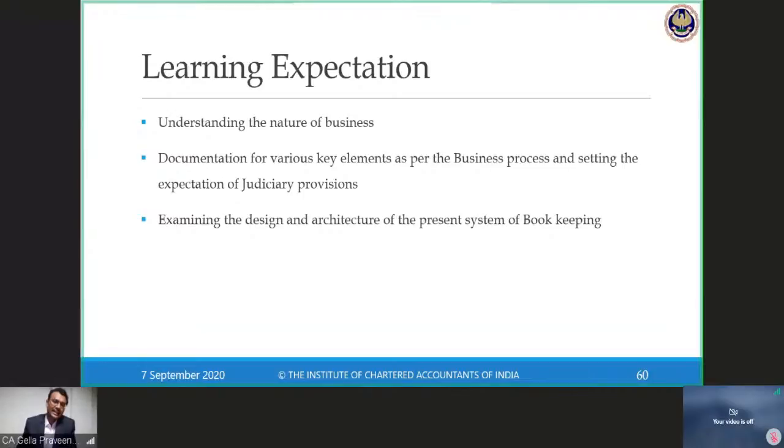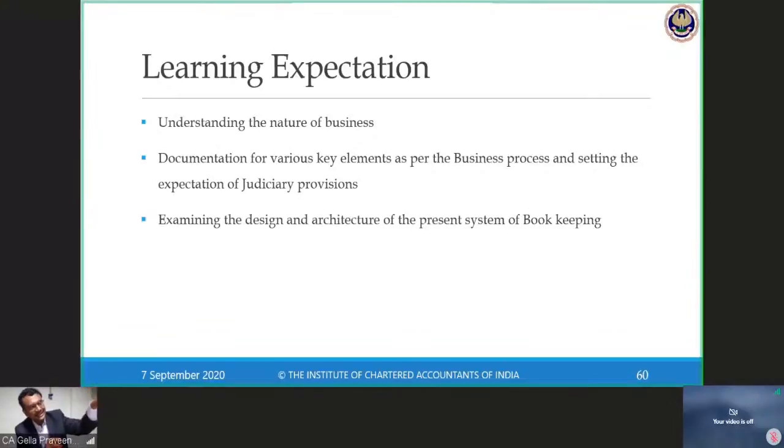Examining the design and architecture of the present system of bookkeeping. As I was telling you, once you get qualified and get into the corporate world, your role is very prominent in designing how the bookkeeping has to be done. Related party transactions, how do I get to know? When I run my sales report, when the sales register is generated, do I get to know related party transactions, non-related party transactions, stock transfers? How do I do the valuation for stock transfer? What is the scheme of accounting entries?